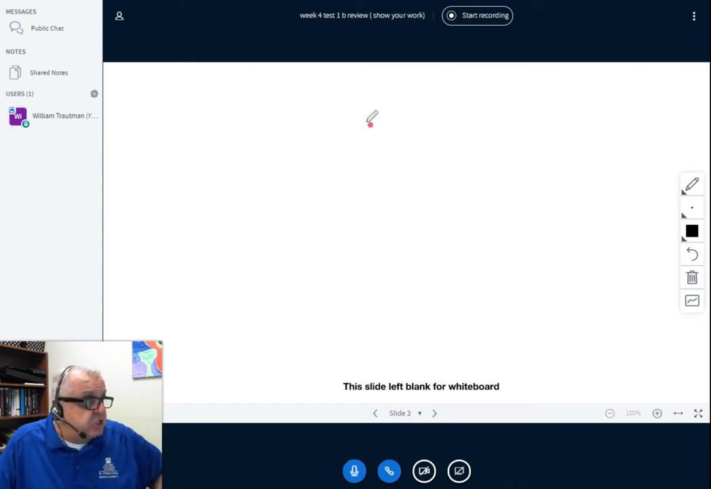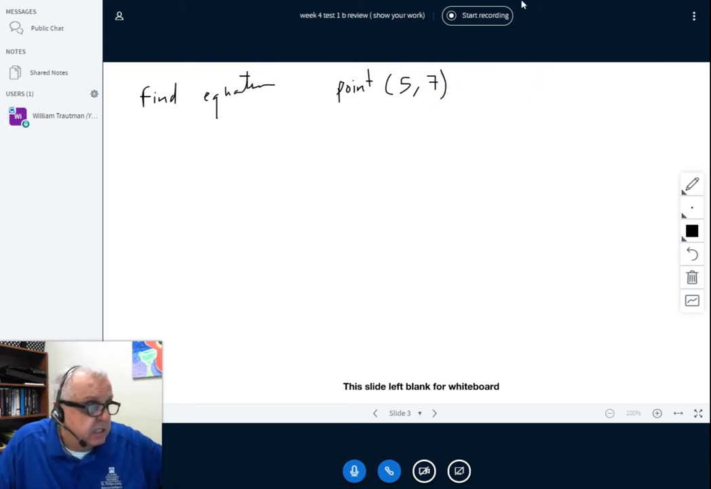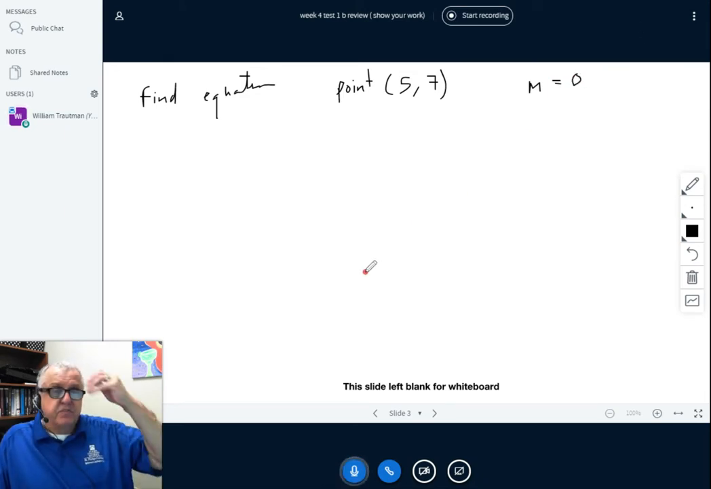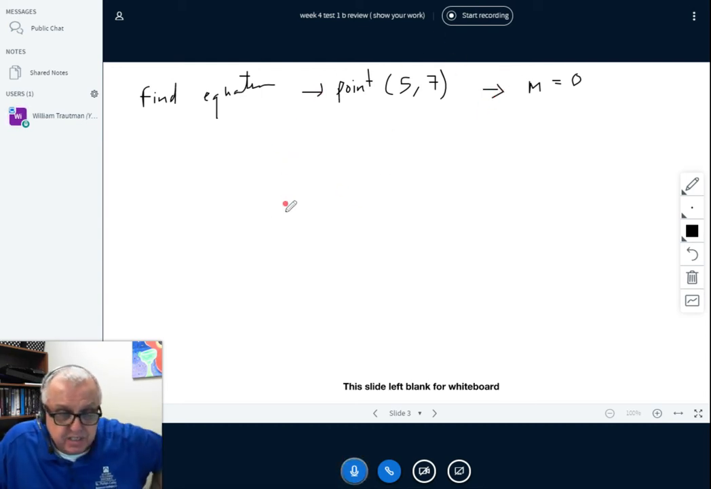The first question looks like this. Find an equation that goes through this point. Find an equation that goes through that point, and the slope equals 0. So find an equation that goes through this point and the slope equals 0. That's all you have to do, write the equation down. So you have to show some kind of work.